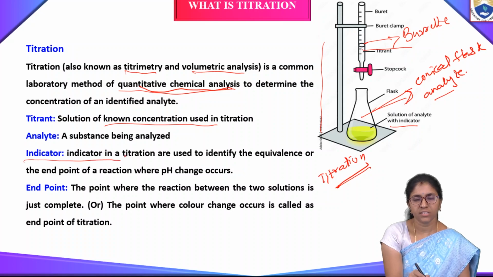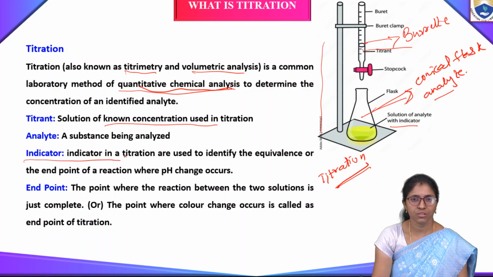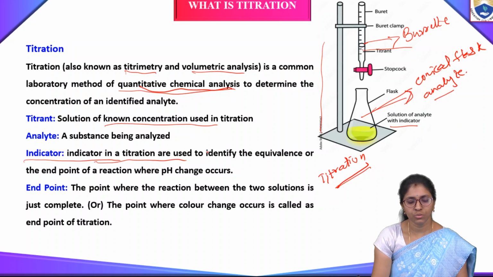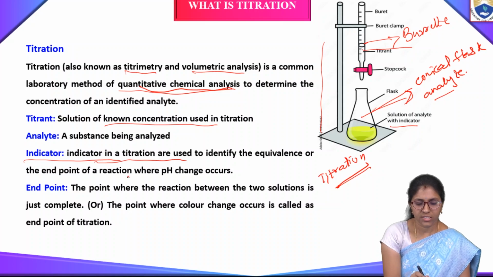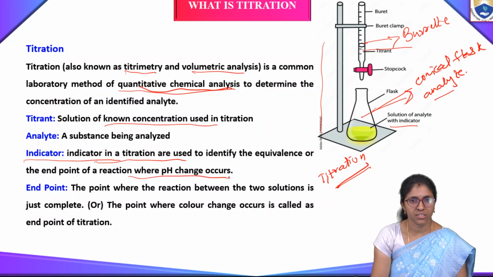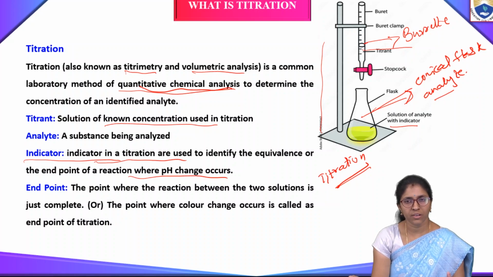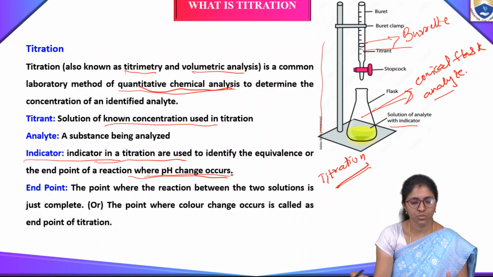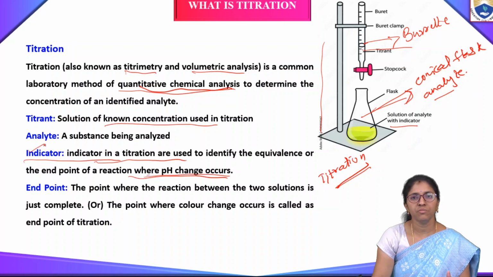What is an indicator? While doing the titration, we can use indicators. What is the use of an indicator? Indicators in a titration are used to identify the equivalence or end point of the reaction, where a pH change occurs. It indicates the end point, or the equivalence or neutralization point of the reaction. This is the definition of an indicator.